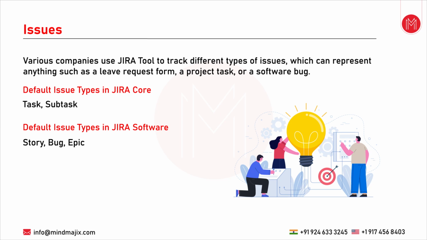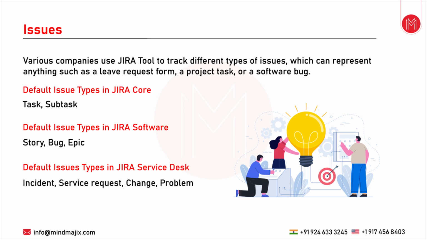So an epic is a large chunk of work that consists of many different issues. Okay, and if you talk about the JIRA Service Desk, the first issue type here is an incident. An incident is nothing but a system outage. The second issue type here is the service request. A service request is a general request from a user for a service or product information.